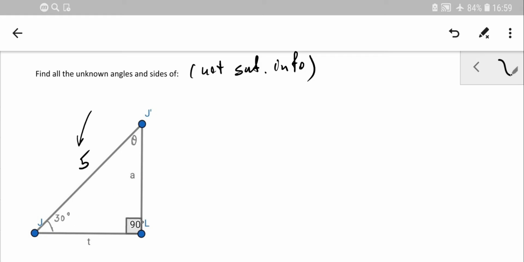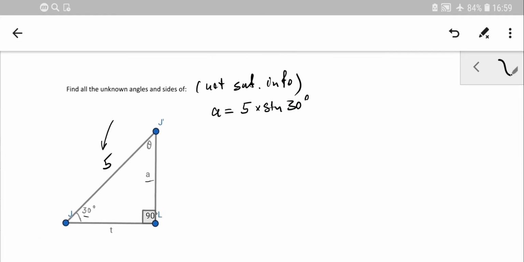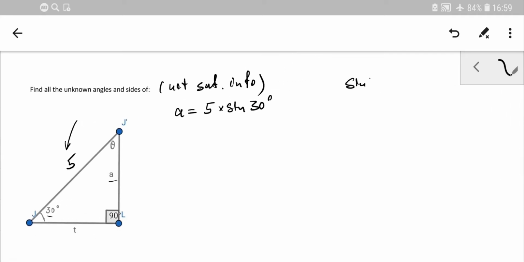So we've got the side opposite to the angle 30. That's what stands for A. So we can find A through the sine, right? A is the hypotenuse, which is 5, times sine 30, okay? In this case, I'll give you some standard values. That's the first time I'm giving them to you. So sine 30 is 1/2, and cosine 30 is actually square root 3 over 2.